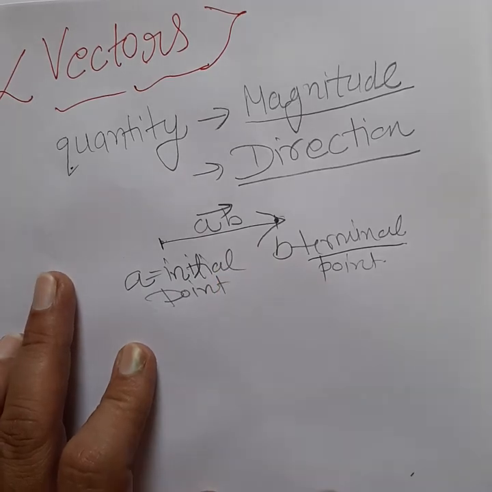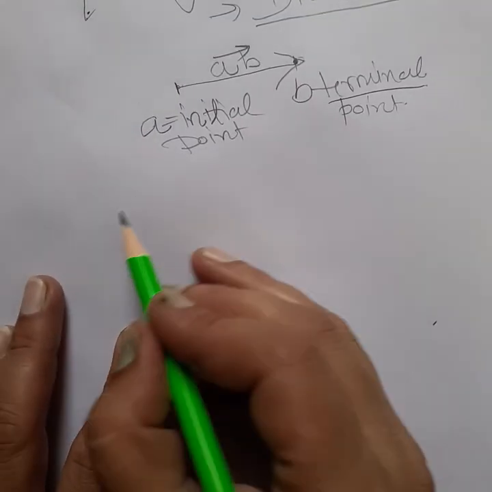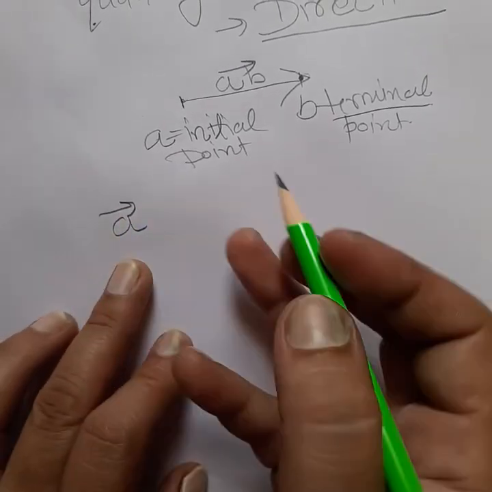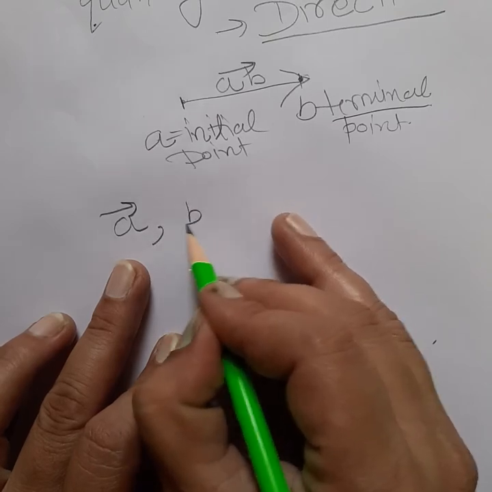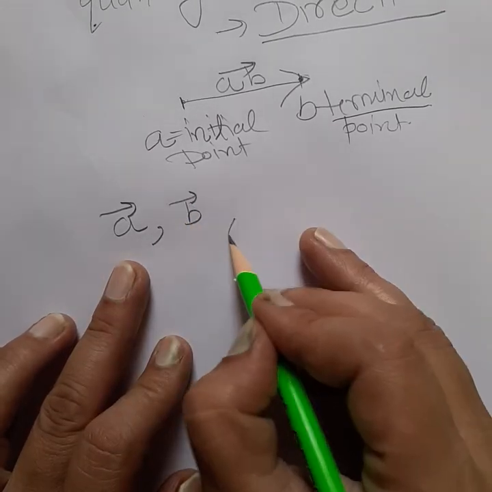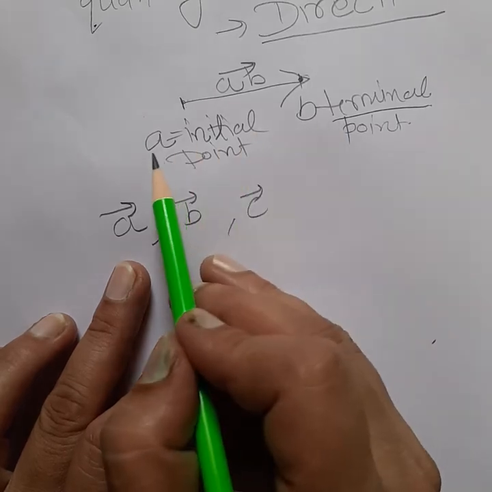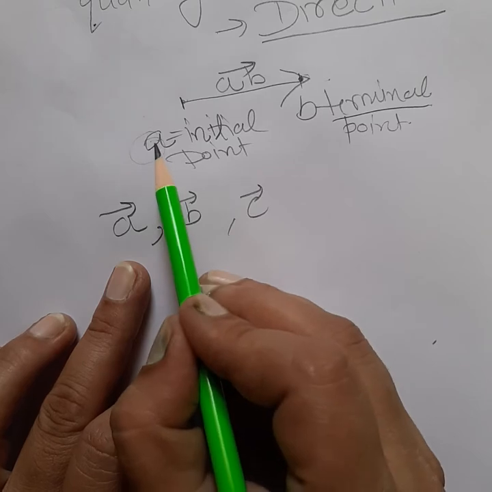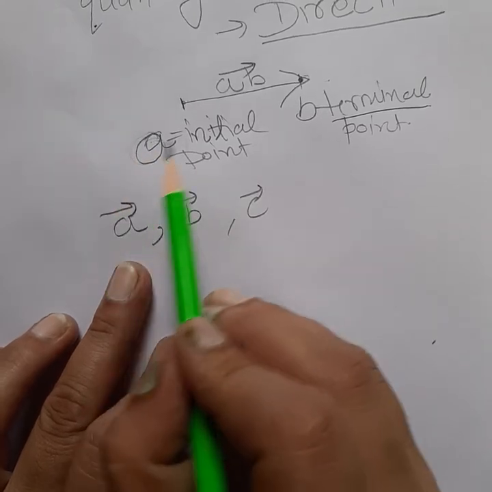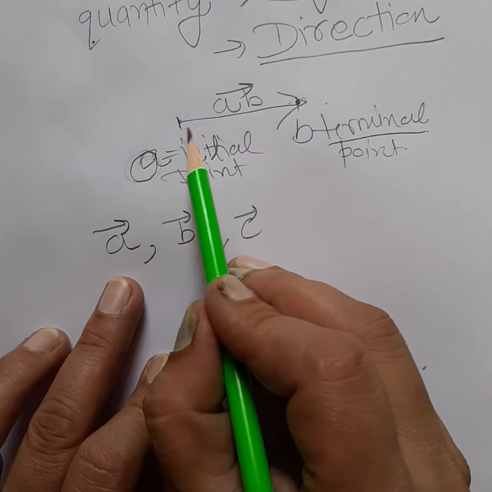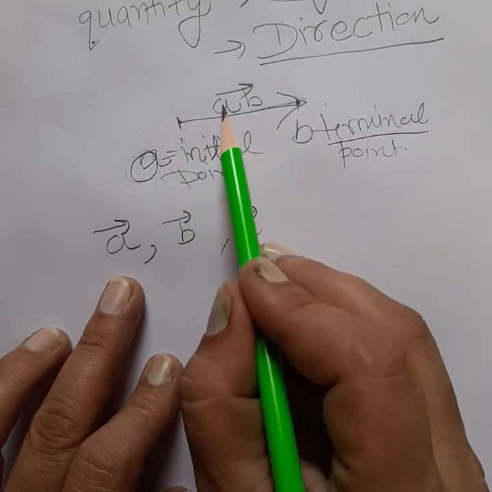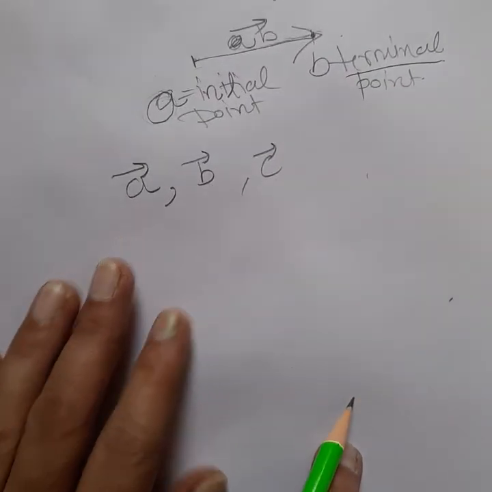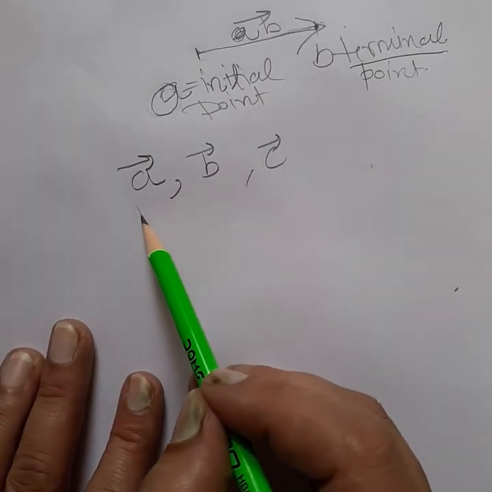You can also represent it as a single letter, like vector b and vector c. If we started our journey, our path, from the zero initial point, we can define it as O. In this way we can give any name to this line. You can say vector b only. Now this is the representation of a vector.